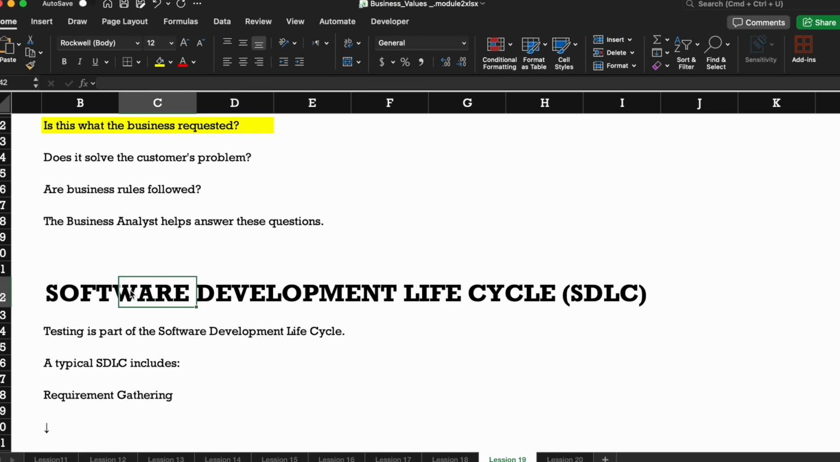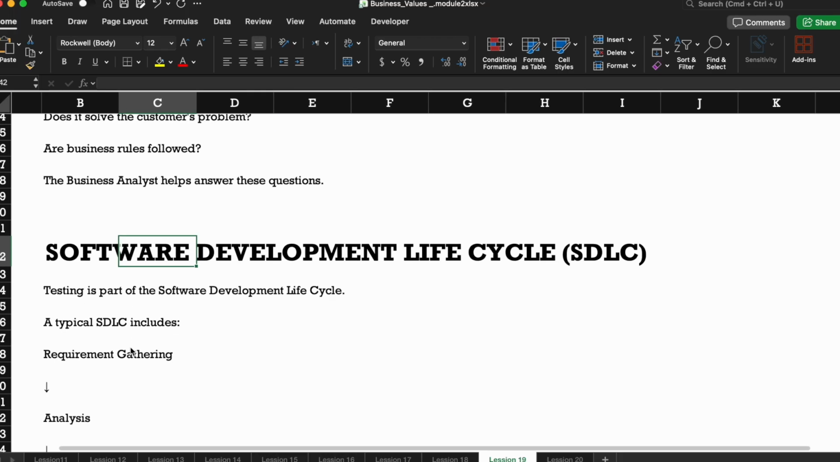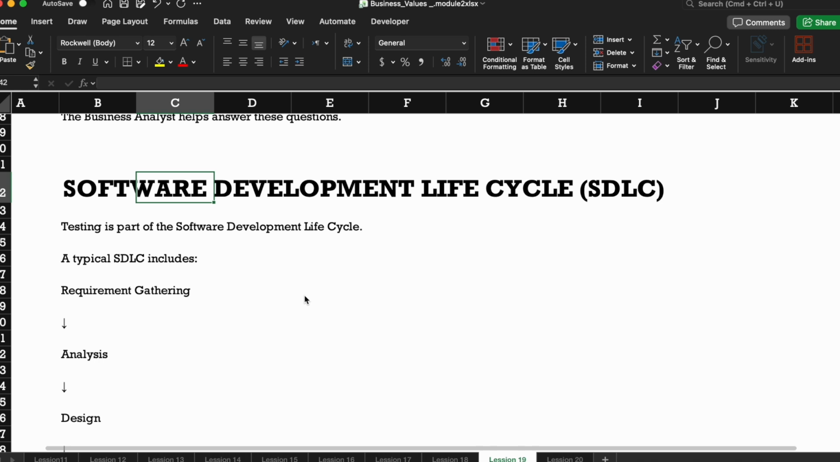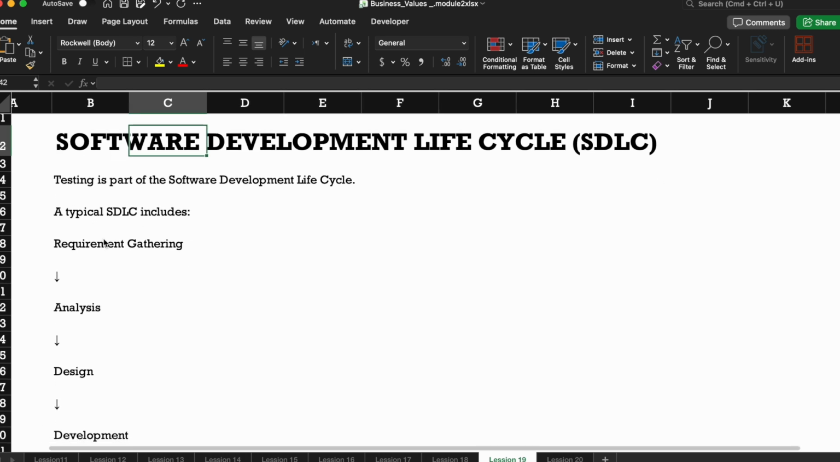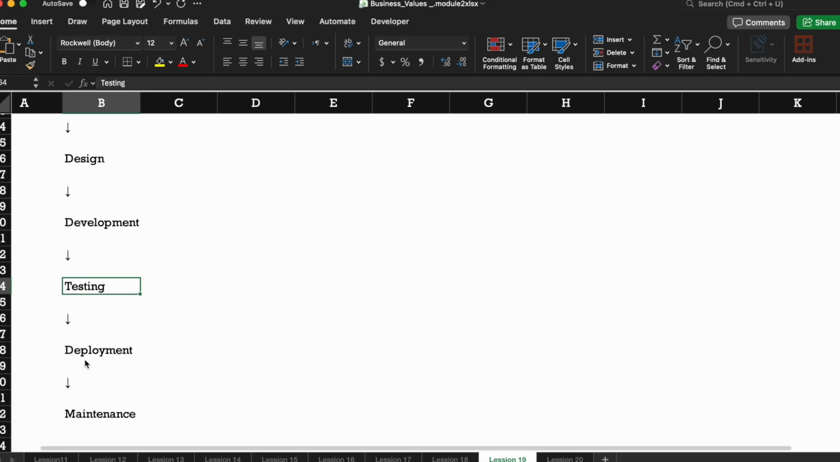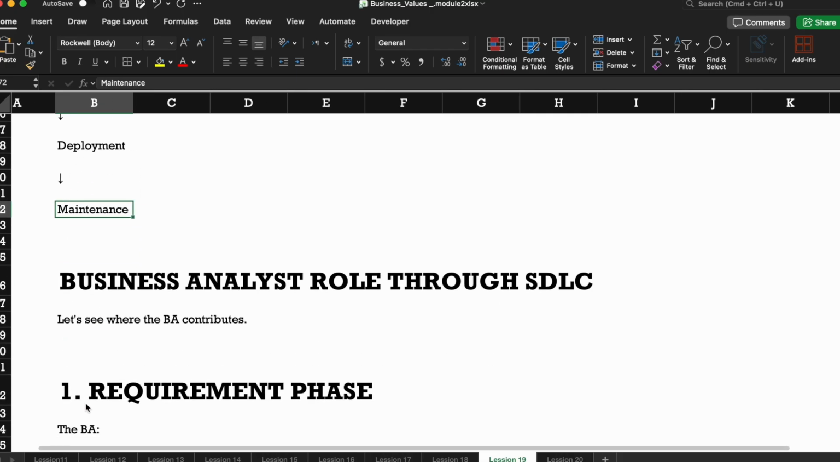Let's understand STLC, the software testing lifecycle. We'll be discussing STLC in the last lesson too, but just to start understanding this process: testing is part of the software development lifecycle, referred to as STLC. A typical STLC includes requirement gathering, analysis, design, development, testing, deployment, and maintenance. These are the phases.